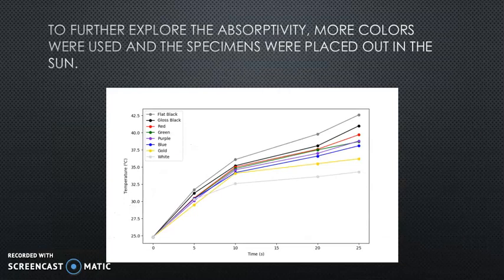To further explore the absorptivity, more colors were used and the specimens were placed out in the sun. The piece painted flat black reached the hottest temperature after the 25 minutes, reaching 42.6 degrees Celsius, while the one painted white only reached a temperature of 36.2 degrees Celsius. All of the specimens heated fastest during the first 10 minutes than they did in the remaining 15.